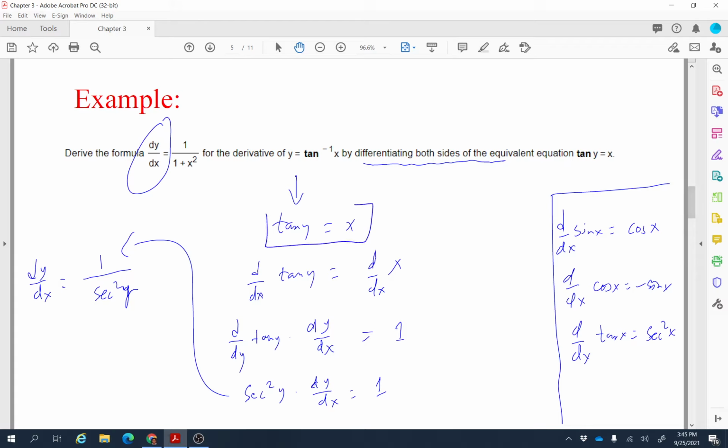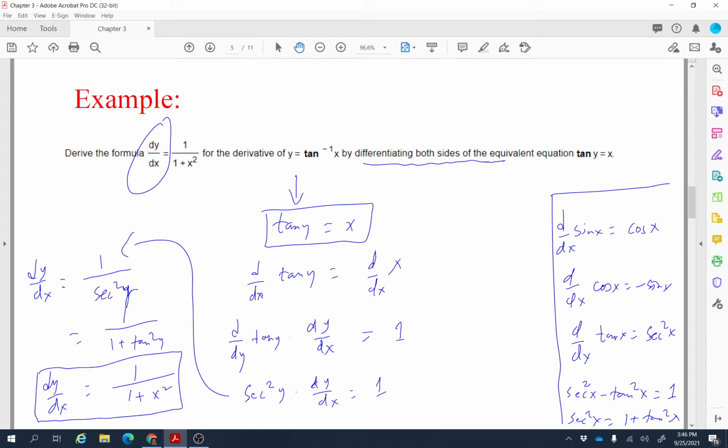So what is secant square y? We know tan y is x, and we need our answer in terms of x. So we need to convert this secant square y in terms of x, and that is possible by using this relation: secant square x minus tan square x is actually 1. So if you have secant, then you can always go from secant square to the tangent square by using this relation. So instead of 1 over secant square y, I can write 1 over 1 plus tan square y, and I know tan y is x, so I can write down 1 plus x square.